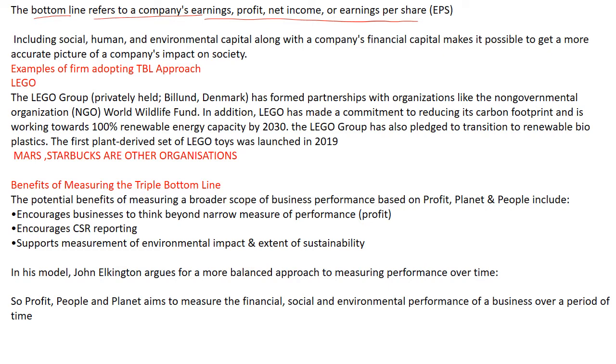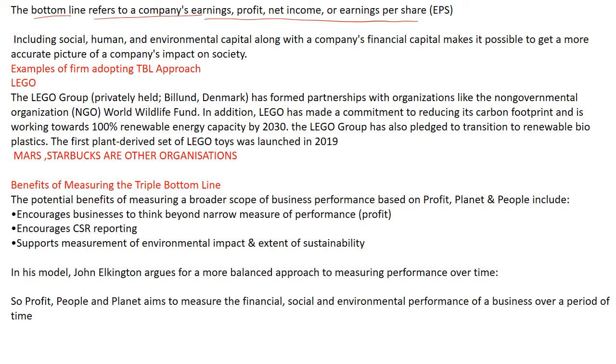Then benefits: what are the benefits you are getting by measuring the triple bottom line? It will give an exact picture of the company towards its stakeholders. It encourages CSR reporting. It supports measurement of environmental impact and extent of sustainability. According to John, he argues for a balanced approach of measuring the performance of a company over a particular period of time. So profit, people, and planet. These three have an impact on the bottom line.